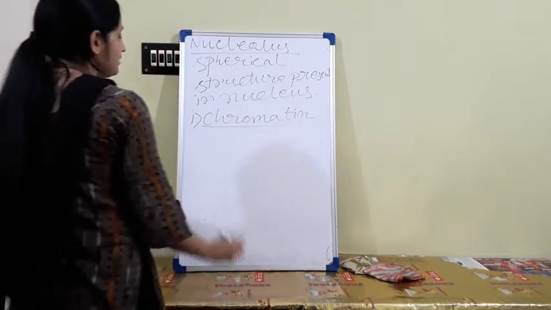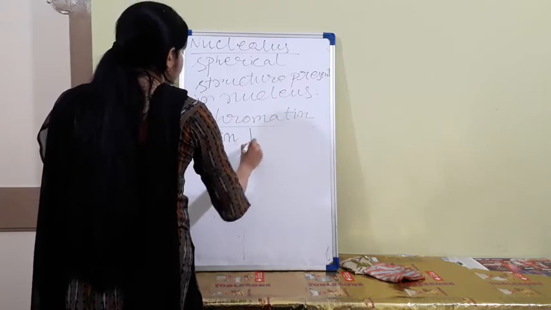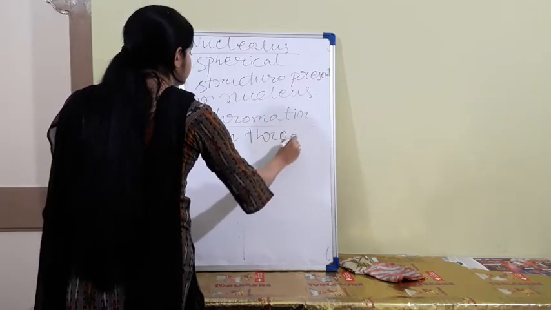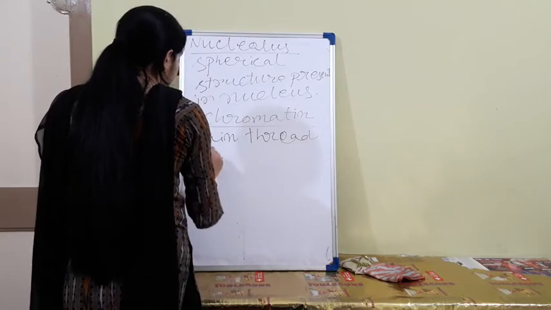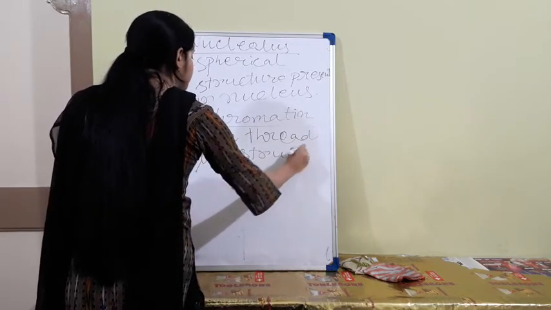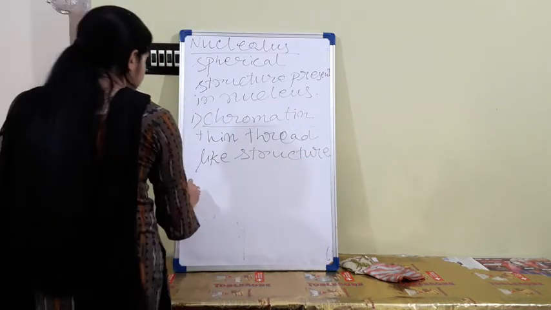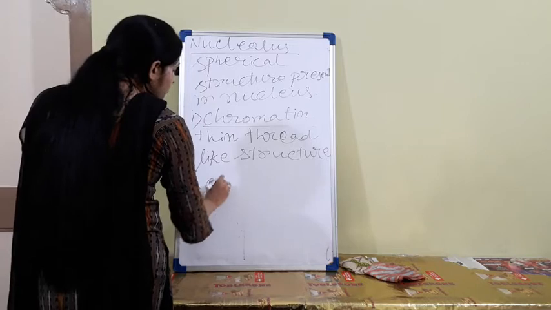What is chromatin? A thin thread-like structure present in the nucleus. Okay, that is called chromatin. Next one, what is a chromosome?